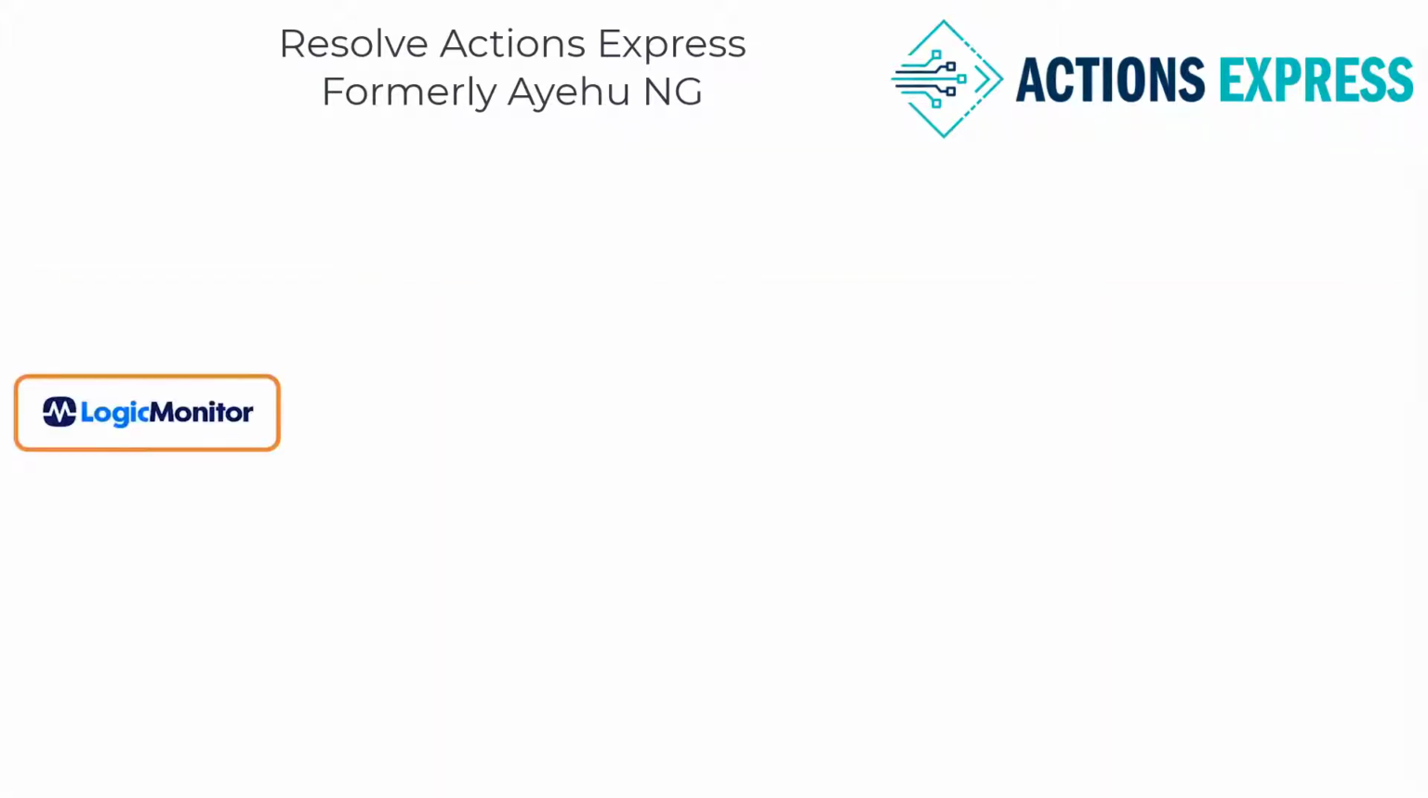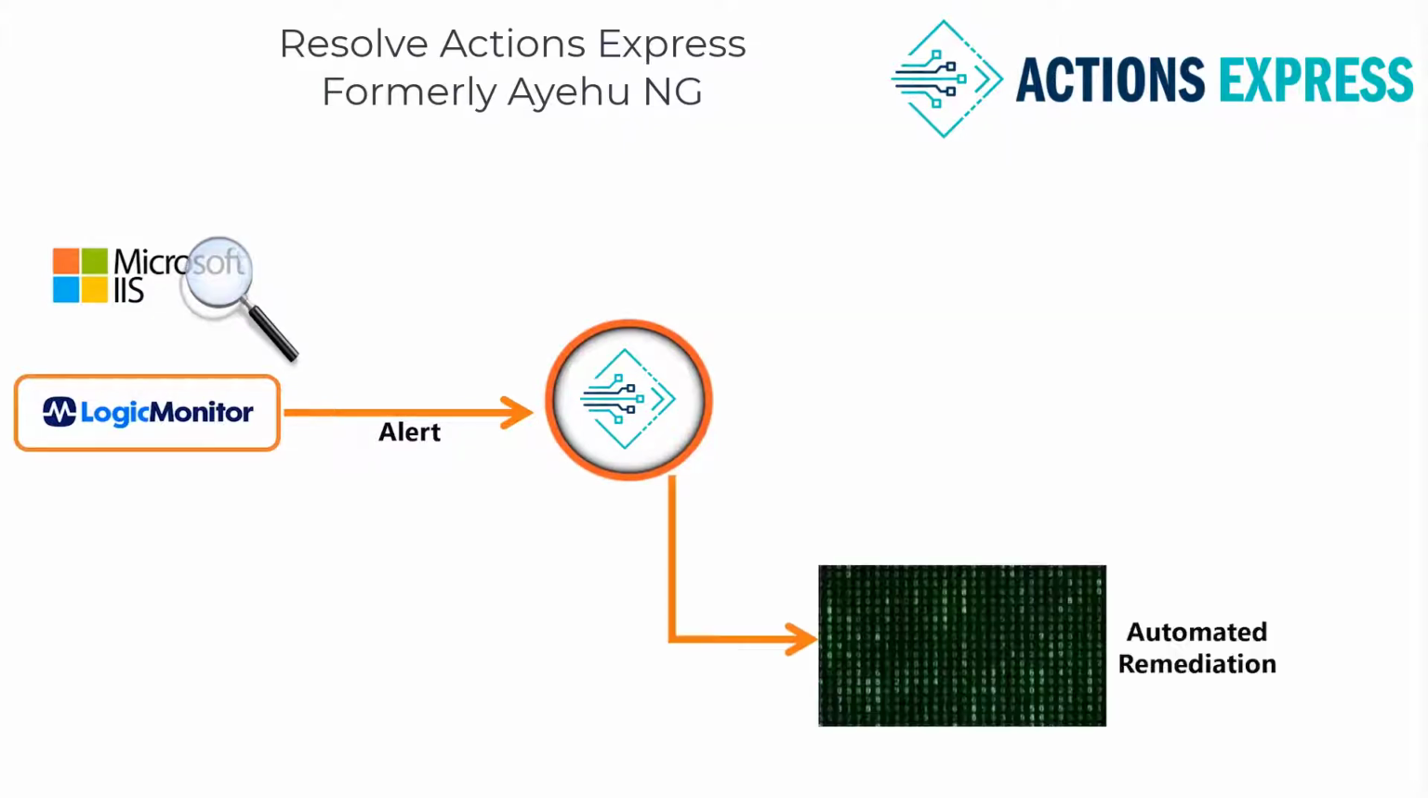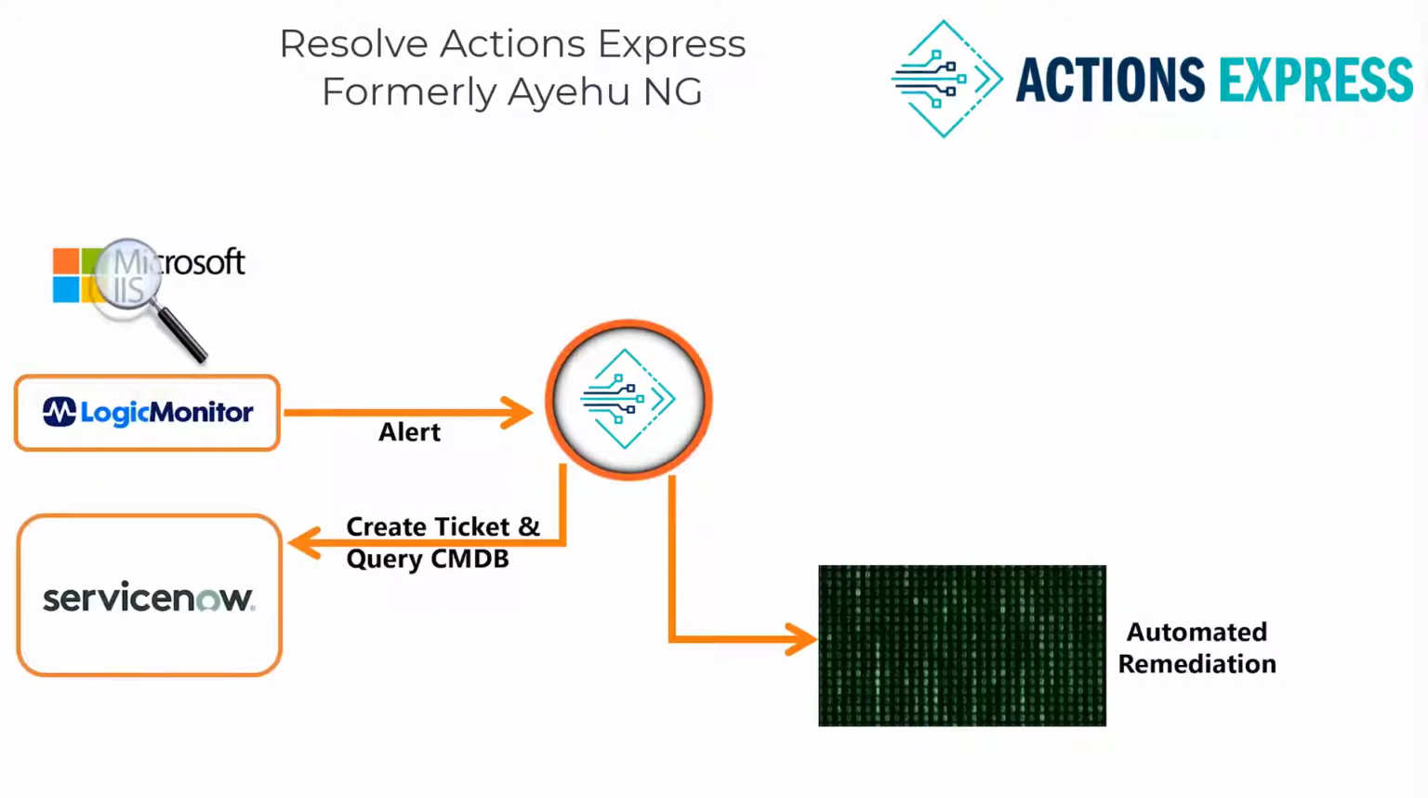LogicMonitor is configured in our environment to keep an eye on various systems, such as Microsoft IIS. When it detects a problem in IIS, LogicMonitor will generate an alert. IAHU NG will intercept that alert and begin its automated remediation workflow by creating a ticket in ServiceNow and querying ServiceNow's CMDB to determine the IIS owner.